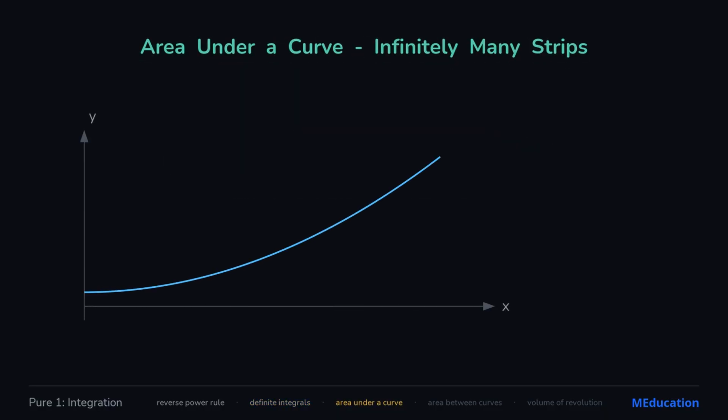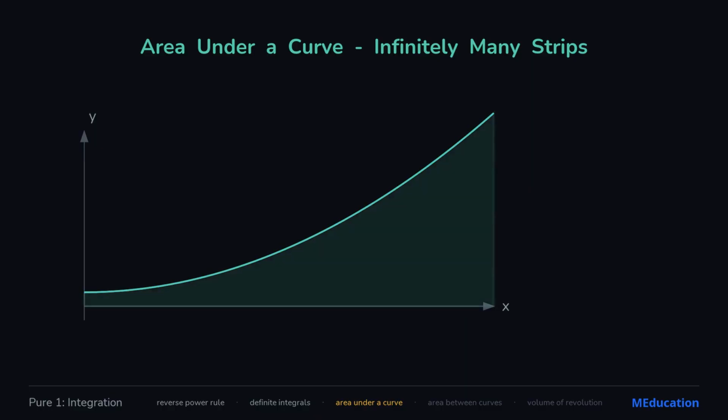Now the magic. To find the area between a curve and the x-axis, slice it into thin vertical strips, each almost a rectangle. Add up every strip, and as the strips get thinner and more numerous, the total homes in on the exact area. That endless sum is precisely what a definite integral computes.